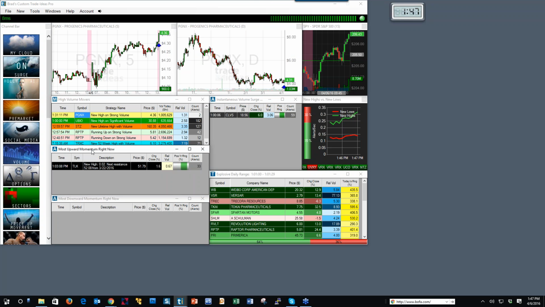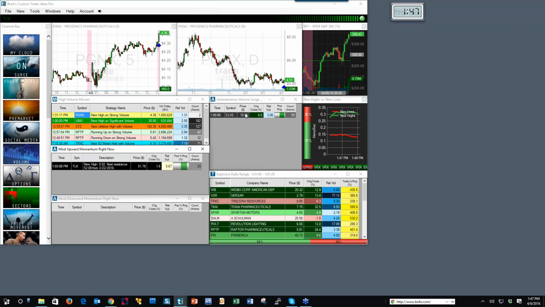And this other window below it, the most upward momentum right now, is kind of a non-standard window, because the alert window in general, the window with the A in the upper left corner, is by default a chronologically based window. That means the most recent event is always going to appear on top right here.